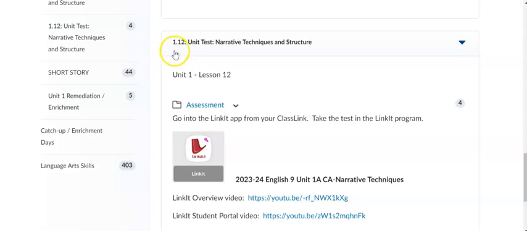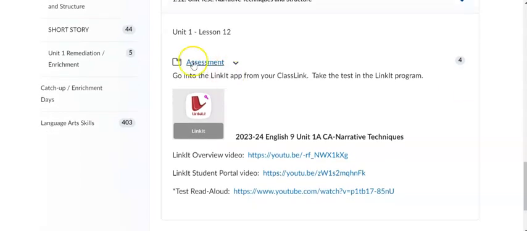Okay, next we have our 1.12 lesson, which is our unit test. We have an assessment with directions. Go into the Linkit app from your class link, take the test in the Linkit program. Here's what it's called. There's some help videos for Linkit, and then there's a test read aloud link as well.